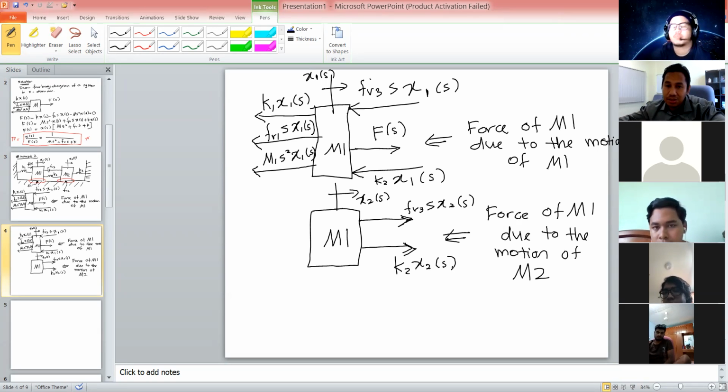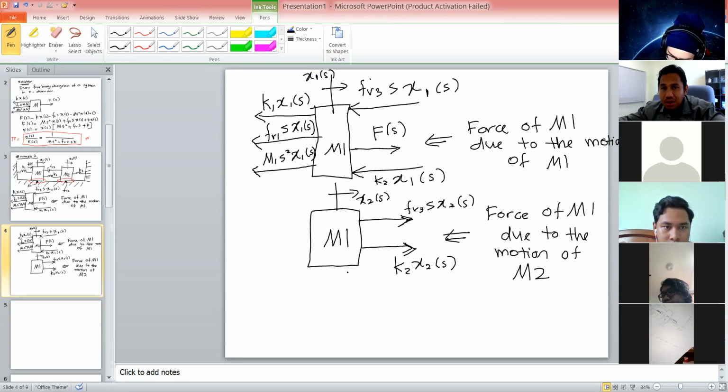Okay, that's all. Now we have all the forces of M1 due to the motion of M1 here. Then another diagram, the force of M1 due to the motion of M2. In the future, if you're good enough, you can combine these forces into one diagram, but for the beginner, you need to draw one by one.